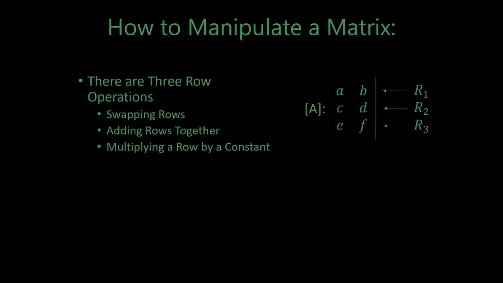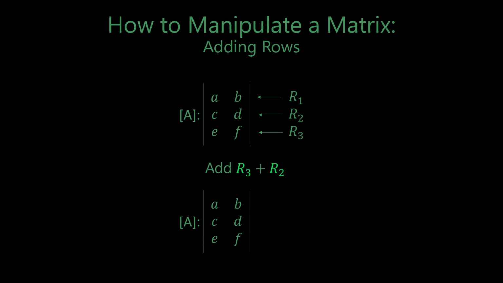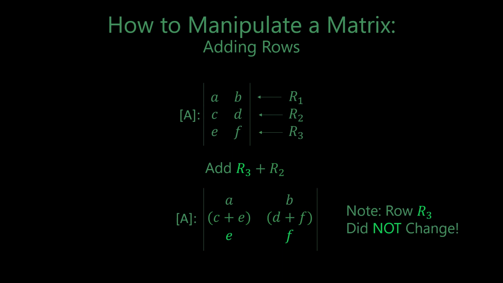First, let's designate our rows as R1, R2, and R3. Now we're going to swap row 1 and row 3. And as you can see, it's really that simple. Now we're going to add row 3 to row 2. And because we're adding row 3 to row 2, the solution is written in row 2. Notice that row 3 did not change.